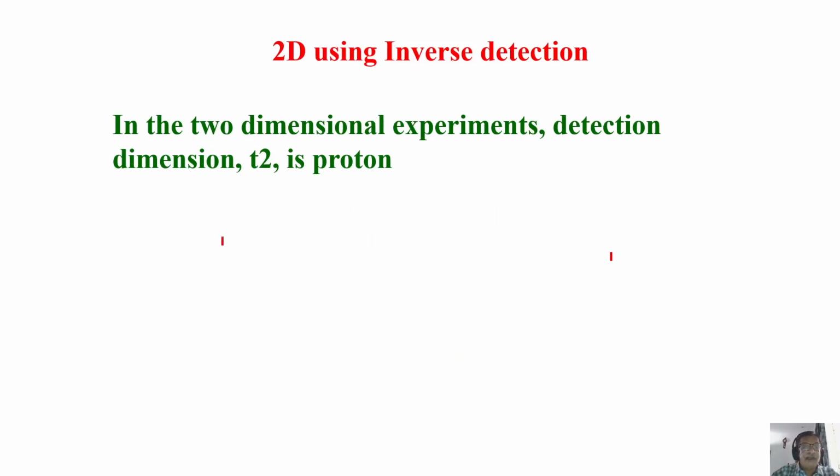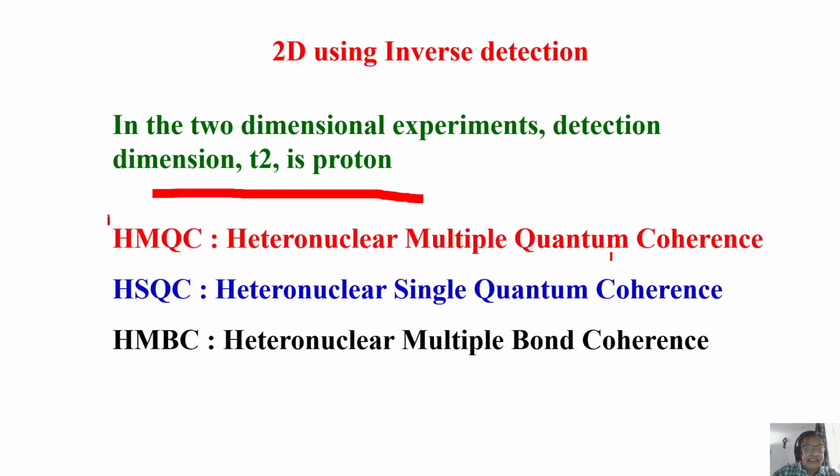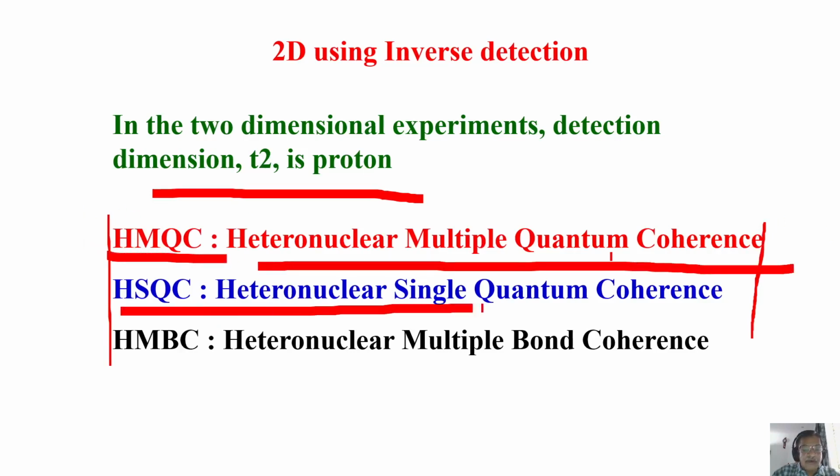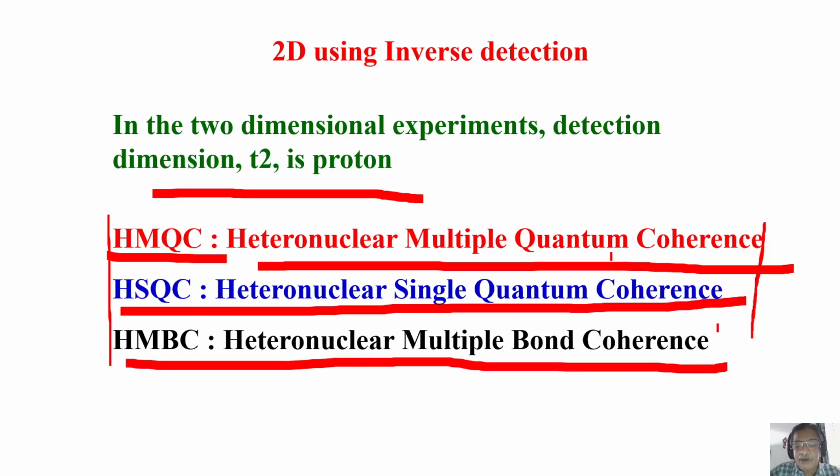In the two-dimensional experiment, in this detection dimension, we detect this proton, as I have been telling you. Now we have three classes of experiment which we can discuss here. One is HMQC, heteronuclear multiple quantum coherence; HSQC, heteronuclear single quantum coherence; and HMBC, heteronuclear multiple bond coherence. HMQC and HSQC are more or less similar and give similar information, except that there are some technical advantages of one over the other. Apart from that, the information content in both is the same. That is the important point you should remember.